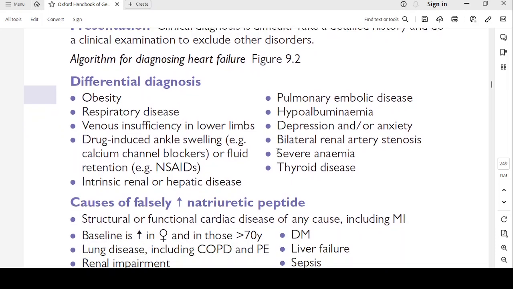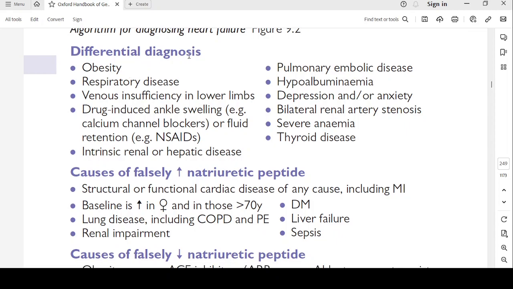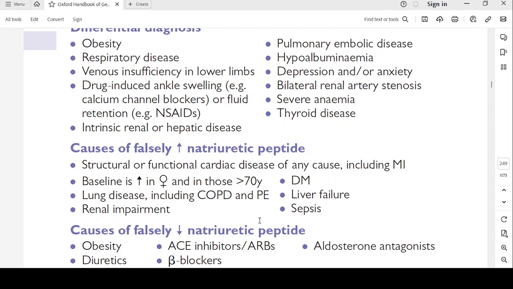Differential diagnosis. So, differential diagnosis for heart failure: obesity, respiratory disease, venous insufficiency in the lower limbs, drug-induced ankle swelling, for example calcium channel blockers, or fluid retention, for example NSAIDs, intrinsic renal or hepatic disease, pulmonary embolic disease, hypoalbuminemia, depression or anxiety, bilateral renal artery stenosis, severe anemia, and thyroid disease. We have to rule out all of these before concluding it could be a chronic heart failure.